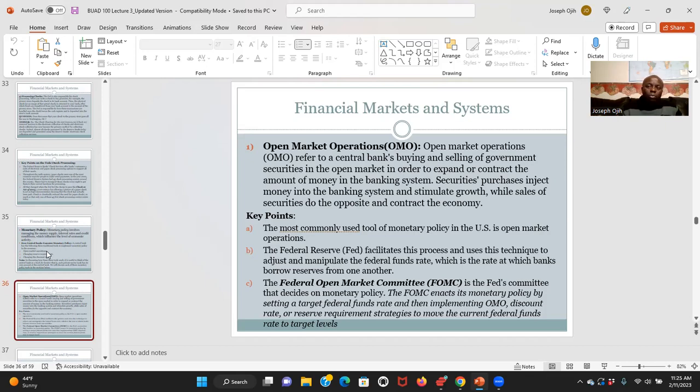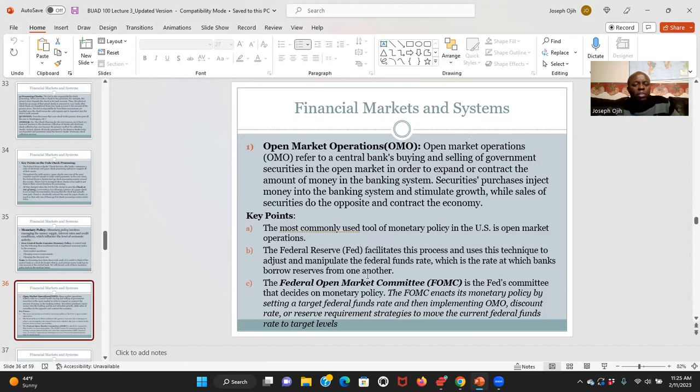And when the Fed wants to have less money in circulation, they can sell the bond instead of buying it. So when the banks buy those bonds, they will have less money to lend out. That will reduce the amount of money in circulation. So that is one way they do these things.